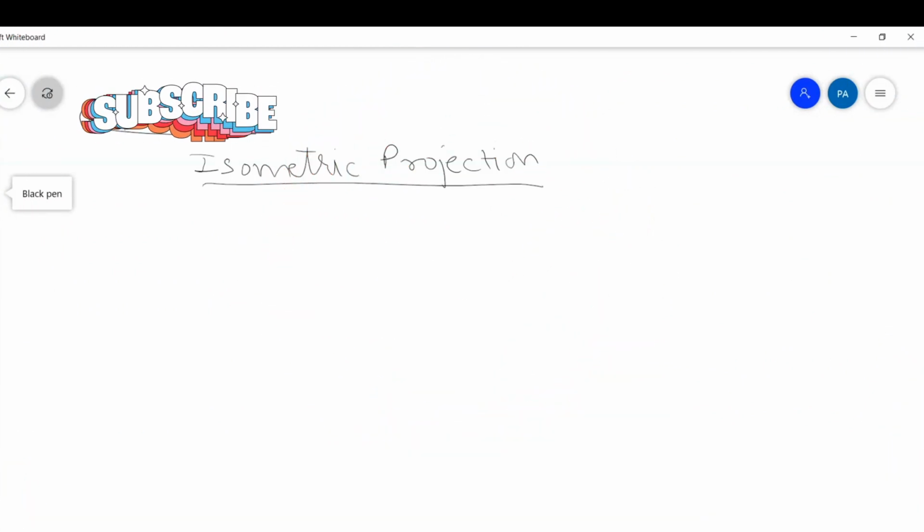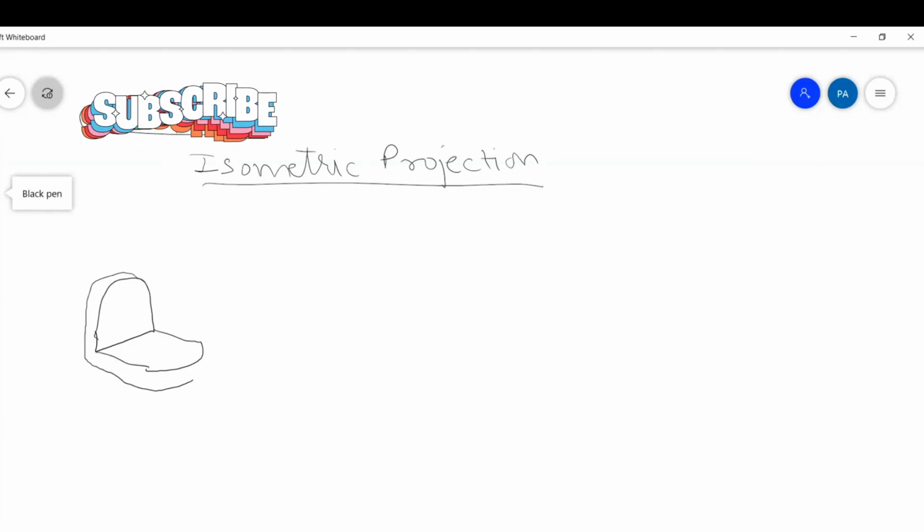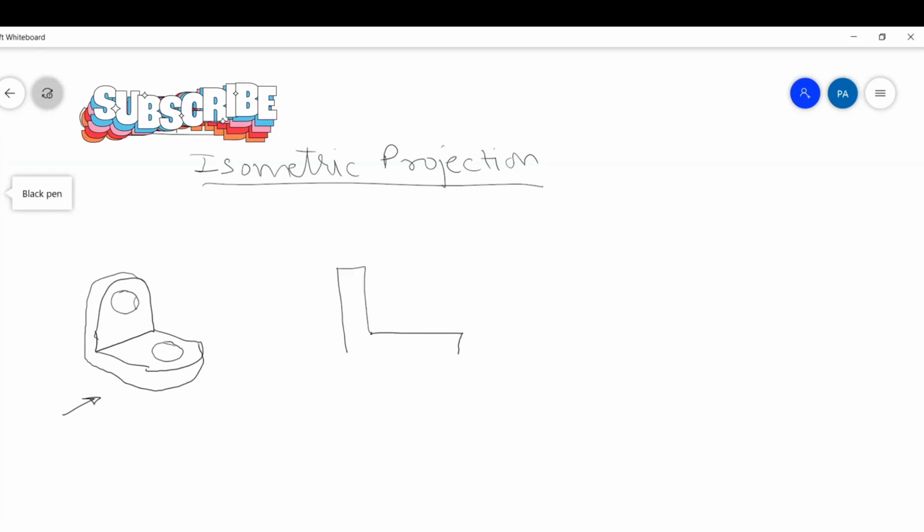What happens in orthographic projection? In orthographic projection, some object is given to us like this. Looking at the object, what do we have to draw? We have to draw the front view and top view of it. Now, what will be the front view of this? The front view of this will be like this, and the top view of this.